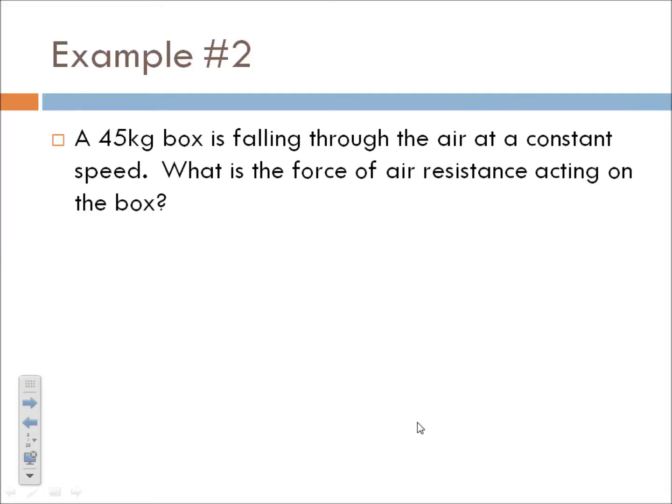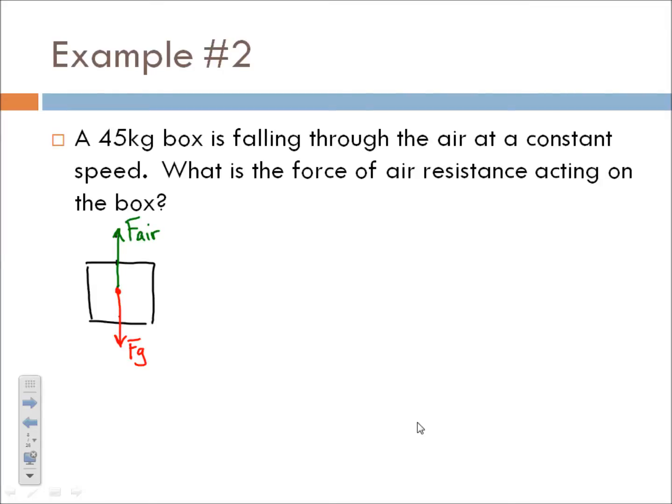So in example number 2, we have a 45 kilogram box that's falling through the air at a constant speed. What is the force of air resistance that's acting on the box? All right. So I'm going to draw my free body diagram again. So here I have a gravitational force again. All right, but I don't have a normal force this time because there's no surface. So what I'm going to have instead, what's resisting this thing falling is going to be the force of air resistance.